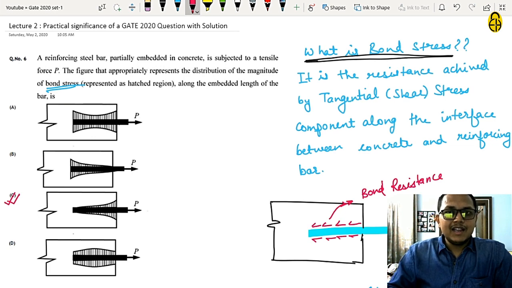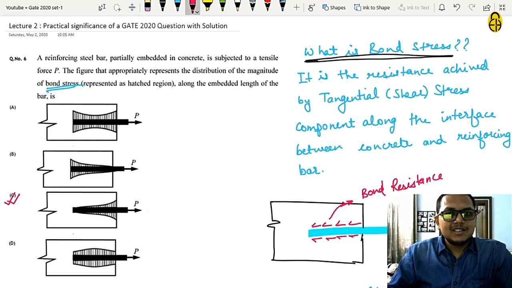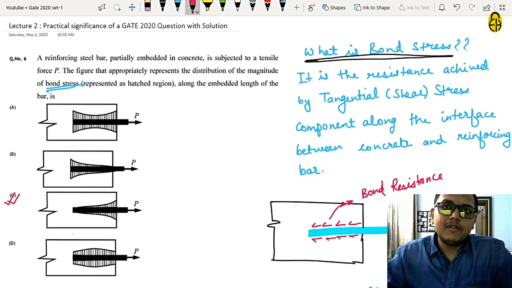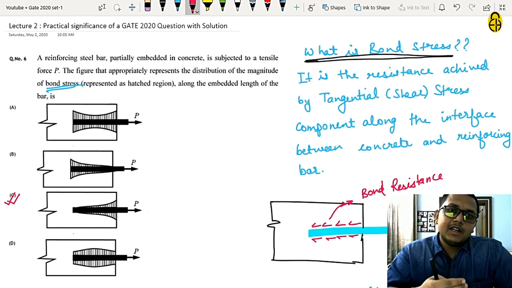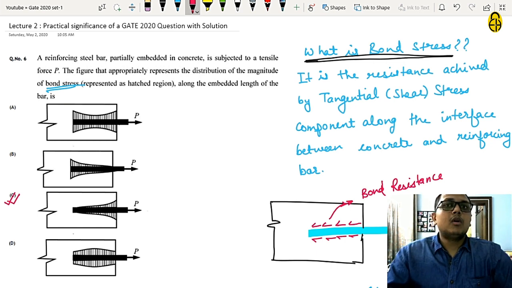But while designing, we assume that the bond stress is uniform throughout the length. IS codes have given appropriate values for both WSM method and LSM method separately. And by using those values, we get conservative results for calculating the development length. This has been done to simplify our calculations and to simplify our designing. So this is a brief about bond stresses.